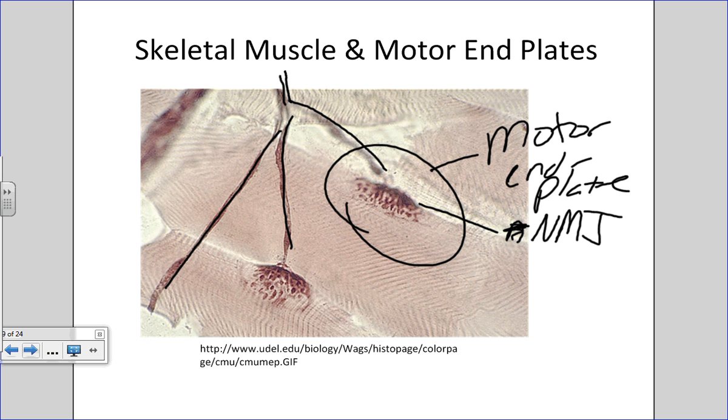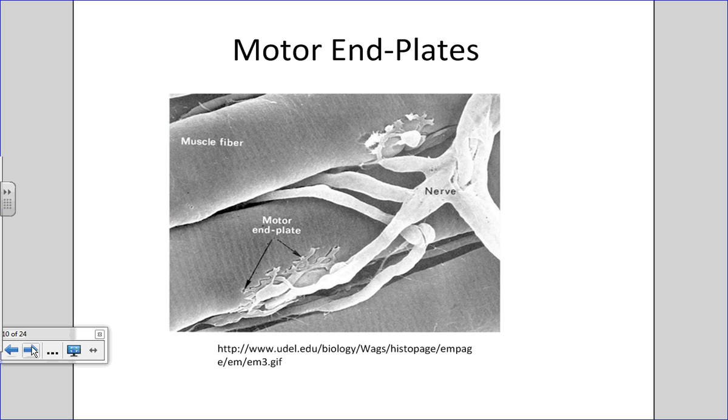Once that electrical impulse, that action potential from the nerve, travels down to this motor end plate, then neurotransmitter is going to be released and will depolarize that area of muscle. So you can see these various motor end plates where they're going to be stimulating the muscle to contract. So keep that in mind. And then right here is an electron microscope image of this. This is just awesome. You can see the muscle fiber here. You can see the motor end plates.